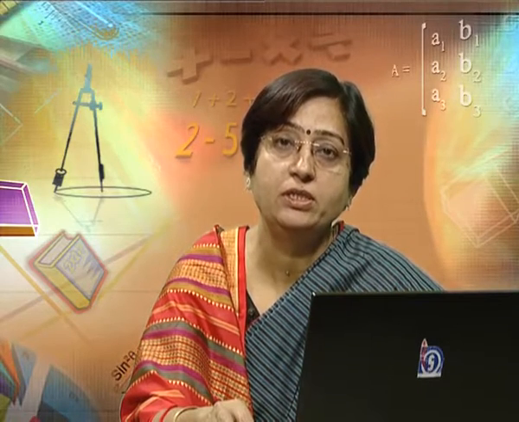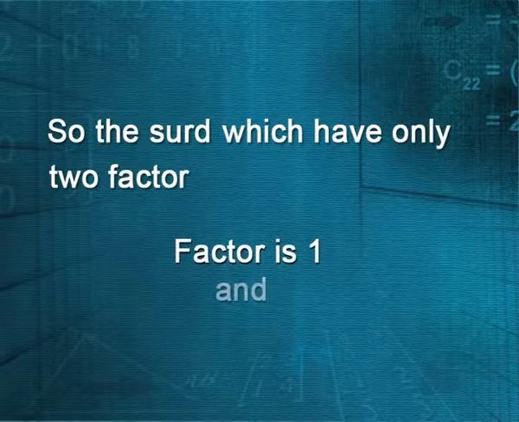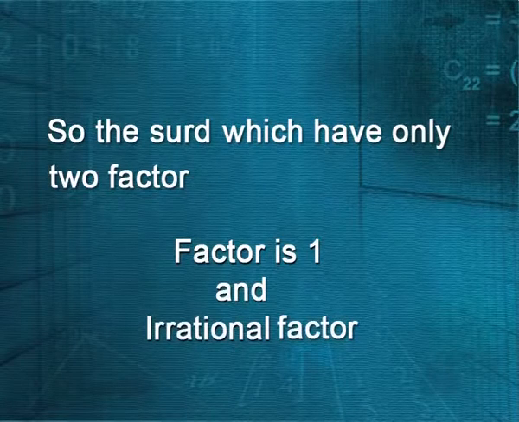You know very well that 1 is a factor of every number. Therefore, one is a factor of each surd, whether it is pure or mixed, and the other factor is an irrational number. So, the surd which has only two factors, one is 1 and the other is the irrational factor, is called a pure surd.